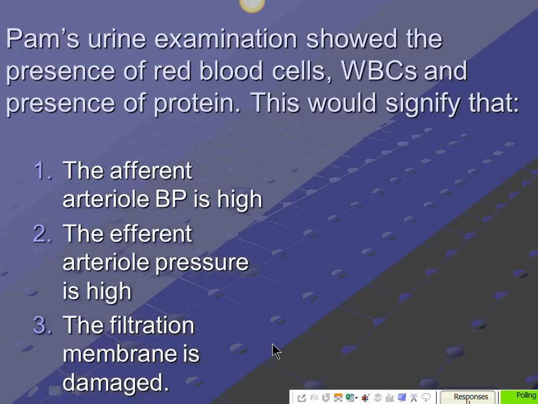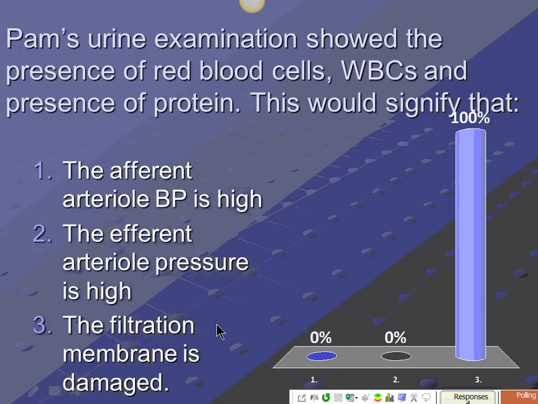Okay, here you see blood cells and maybe protein in the urine. What do you think has happened? Excellent. The filtration membrane is damaged.